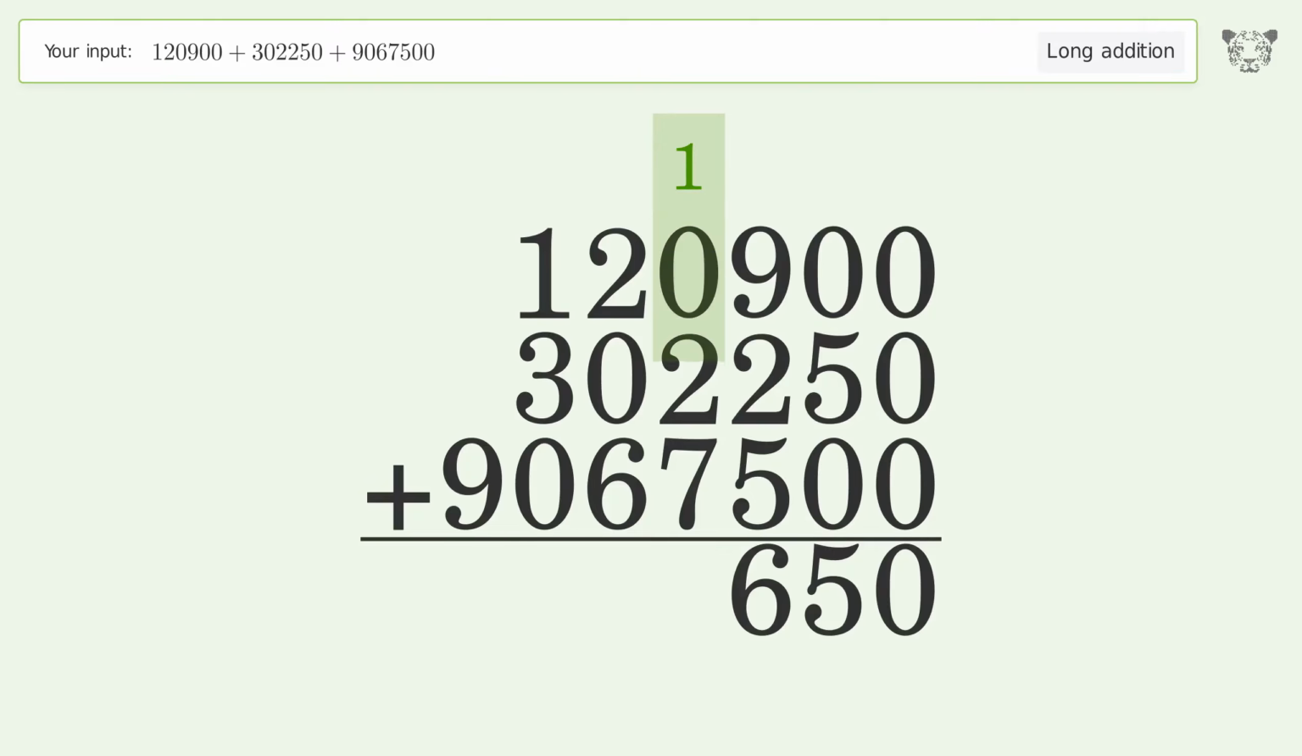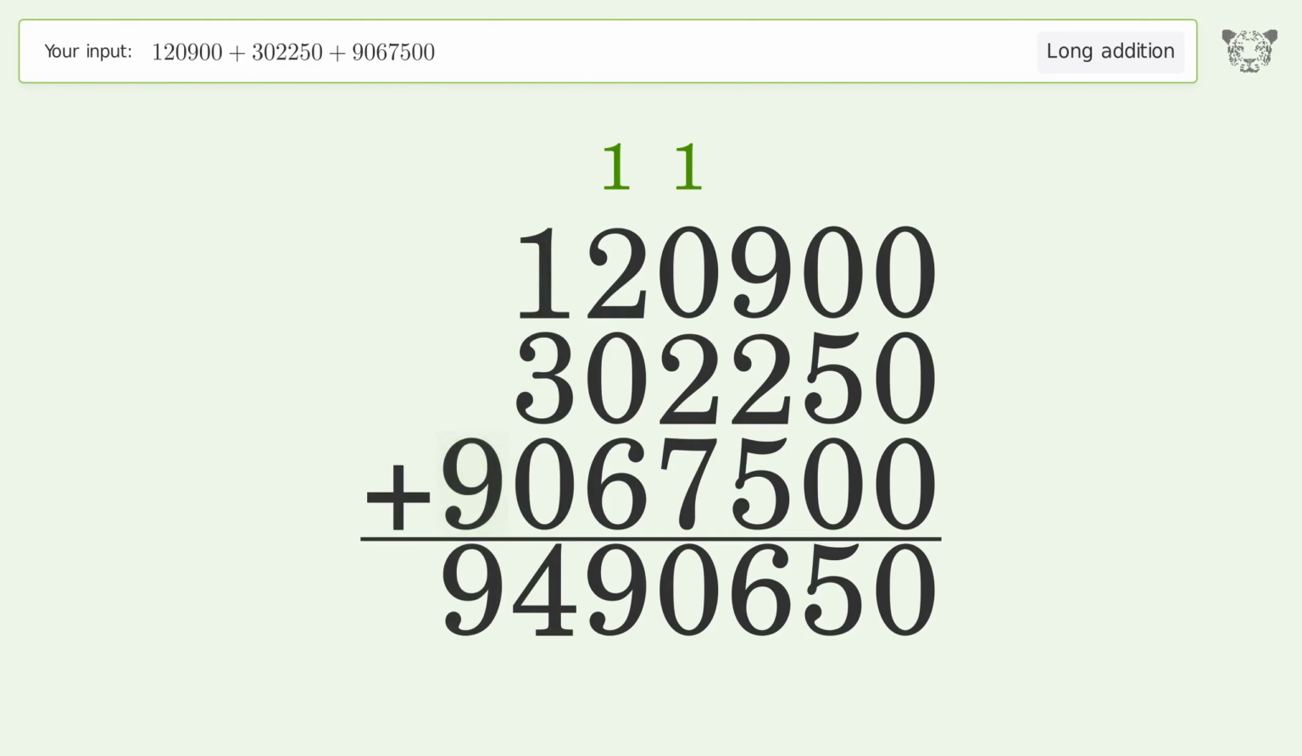1 plus 0 plus 2 plus 7 equals 10. Carry 1 to the 10,000s place. 1 plus 2 plus 0 plus 6 equals 9. 1 plus 3 plus 0 equals 4. Write 9 in the millions place. And so the final result is 9,490,650.